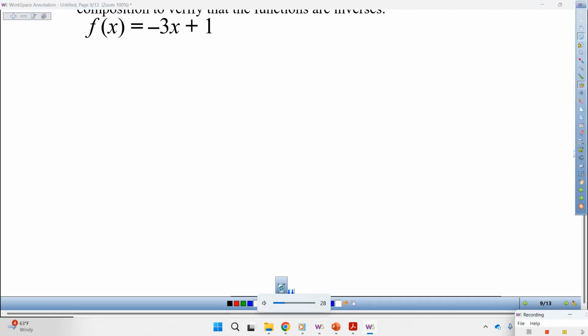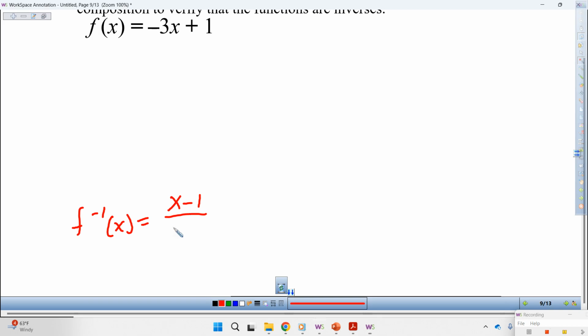All right, looks like Jesus is done. Jesus, what is our inverse? F inverse of x equals x minus 1 over negative 3. Hands up if you got that. That is correct. So double check your work. Make sure you're there.